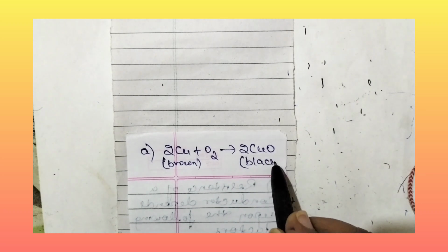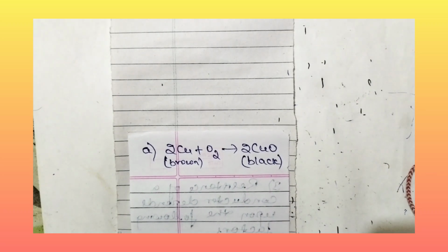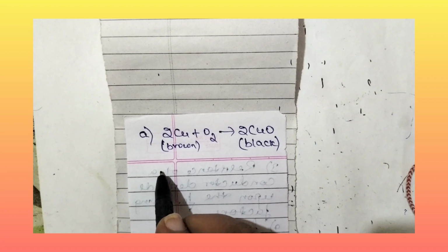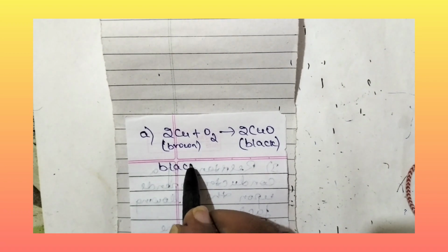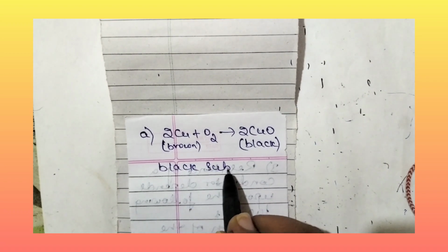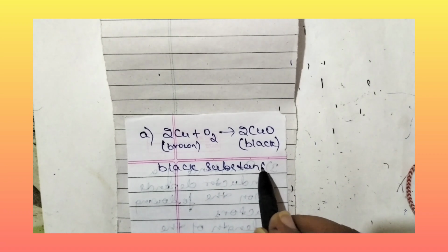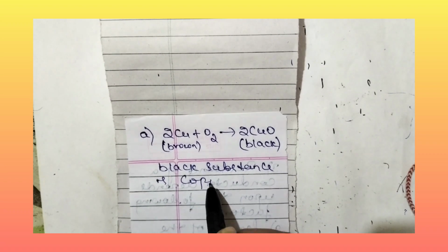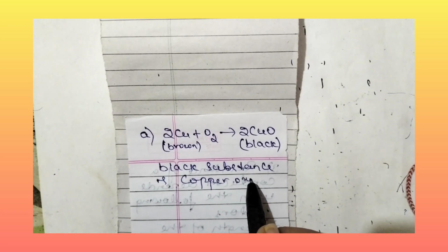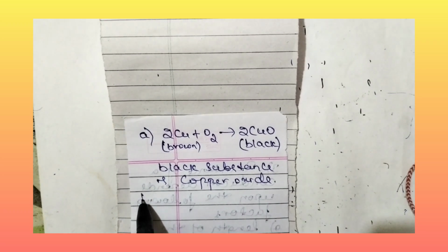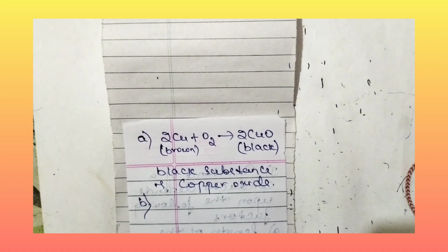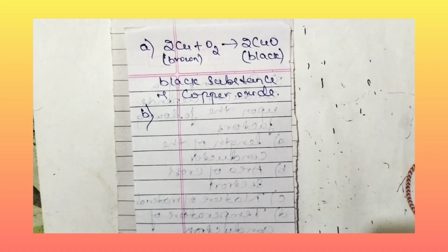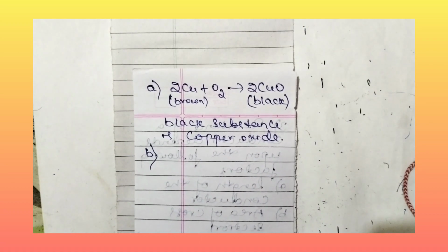is black in color. They have asked to name the black substance formed. So the black substance is copper oxide. Copper oxide is black in color. This is the answer for the first question. There is another question inside it: write the chemical equation for the above reaction.